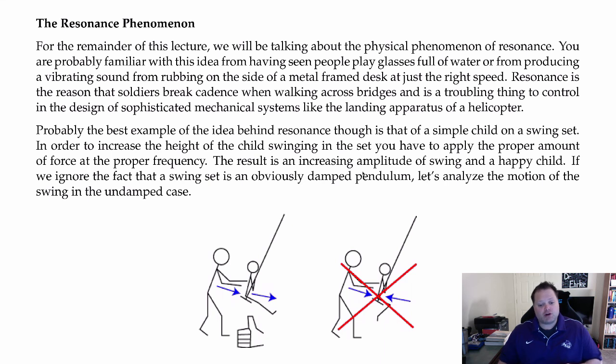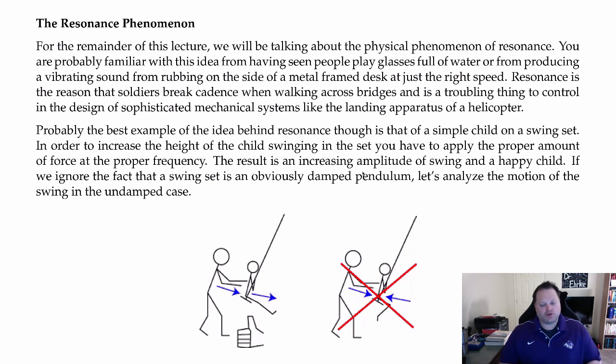Soldiers are taught when they cross over a bridge to break cadence so they don't all stomp at the exact same frequency. That could cause the bridges to collapse, believe it or not. If you've ever seen something called the Tacoma Narrows Bridge, that's also a part of this as well. I'll talk more about the topic of resonance and show you a couple of videos in Friday's lecture.